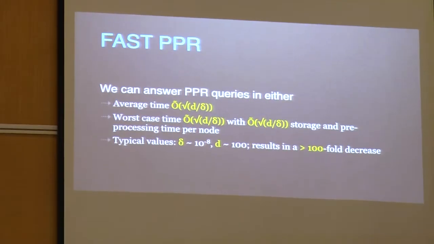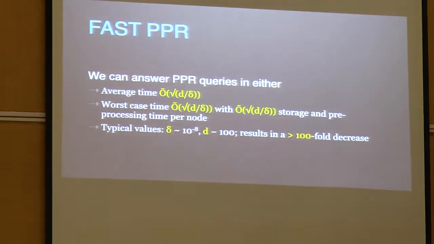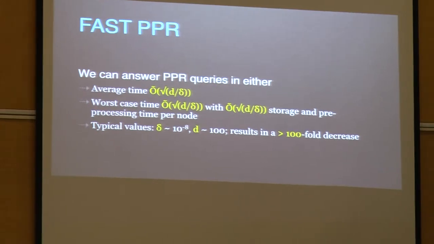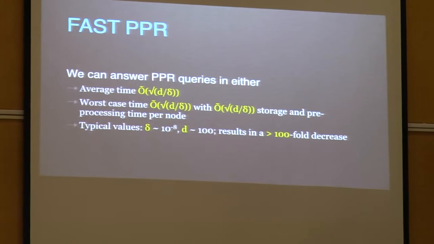And the worst case time of square root d over delta, with square root d over delta storage and pre-processing time per node. So I think this is where the storage has to be prohibitive. Storing the network once is not a problem, but if you have to have O tilde square root d over delta storage and pre-processing time per node, that's when it starts to be prohibitive, because you're going to have to replicate this graph tens of thousands of times.